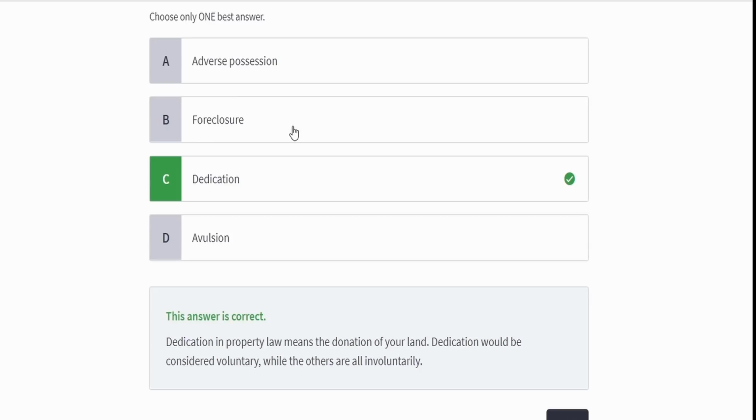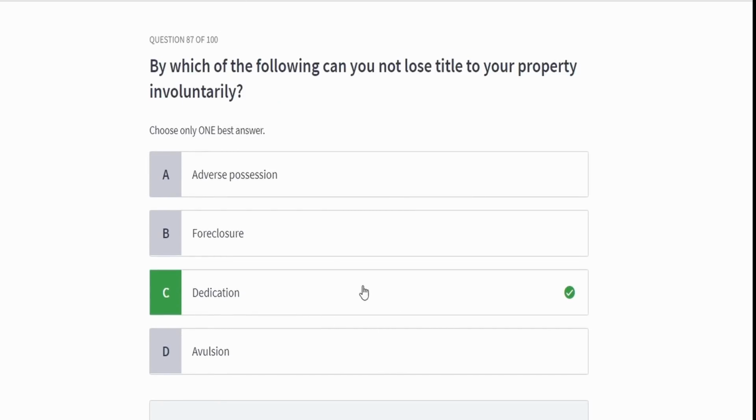Obviously, foreclosure, okay, that's involuntary. Adverse possession, most definitely involuntary. And avulsion, the stripping away of that land, that's involuntary. You don't decide that. That's almost like an act of God. But yeah, it's definitely C here. No questions about it. Dedication is the donation. So this is another one. It's not a direct vocab question, but this is another question where you need to be familiar with the terms to understand the question.